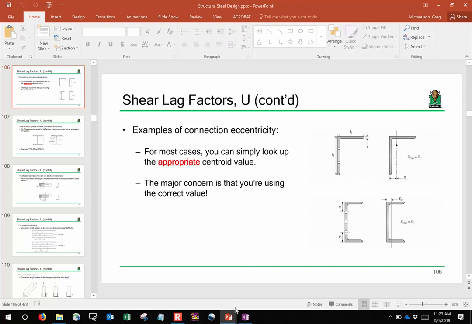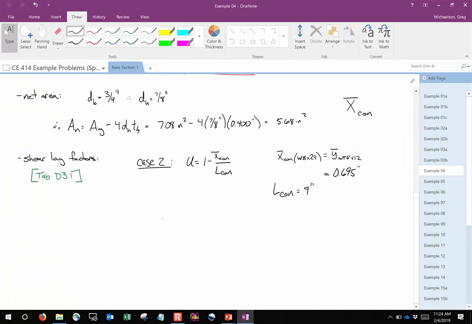All right. Now, if you're okay with that, would you agree then that U sub 2, and I'm calling it sub 2 because it's case 2, would be 1 minus 0.695 over 9, and what's that going to be? We'll say 3 decimal places. 0.923. Do I have a second on that?